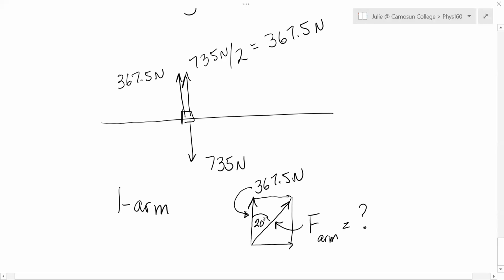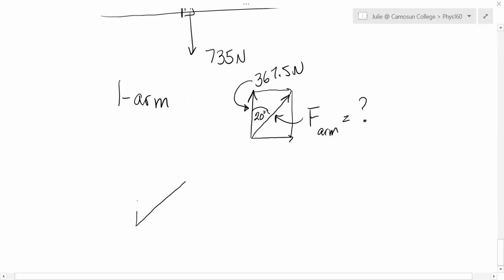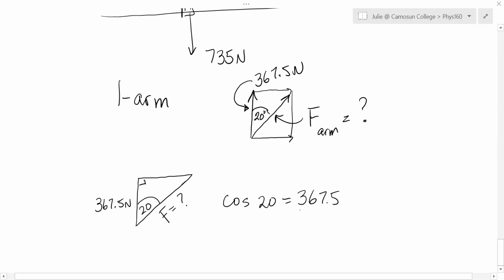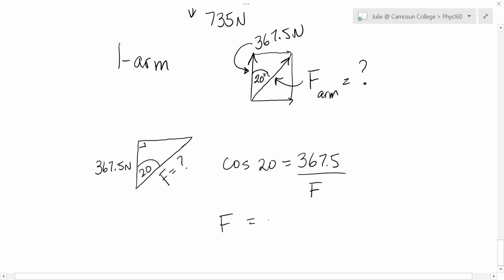Okay, so this is a triangle where we know the hypotenuse. This is just like the trig questions that we did way back when we did trig. So it's the A, B, C. Which ones do we know? This one we don't know. This we do know. And this we know, 367. So which trig function relates those? Well, you look at it, it's the cosine. So we know that the cosine of 20 degrees is adjacent divided by hypotenuse. And so that's how we're going to get this hypotenuse. We're going to multiply both sides by F, divide both sides by cos 20, and we'll get the force in the arm.